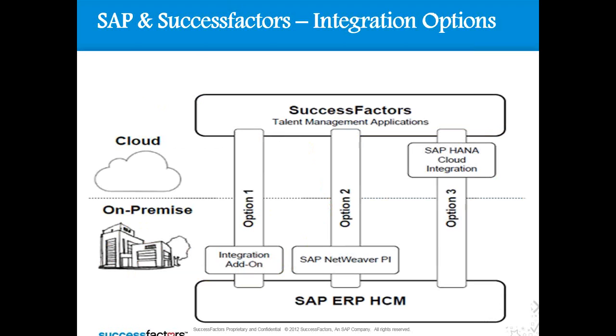Now let us understand the integration options provided by SAP. SAP basically provides three integration options: the integration add-on, SAP NetWeaver PI, and the other one is SAP HCI, which is nothing but HANA Cloud Integration. The first one, the integration add-on, works on the scenario which we are planning to work on. For example, a scenario can be employee data, compensation data, or recruitment data, anything.